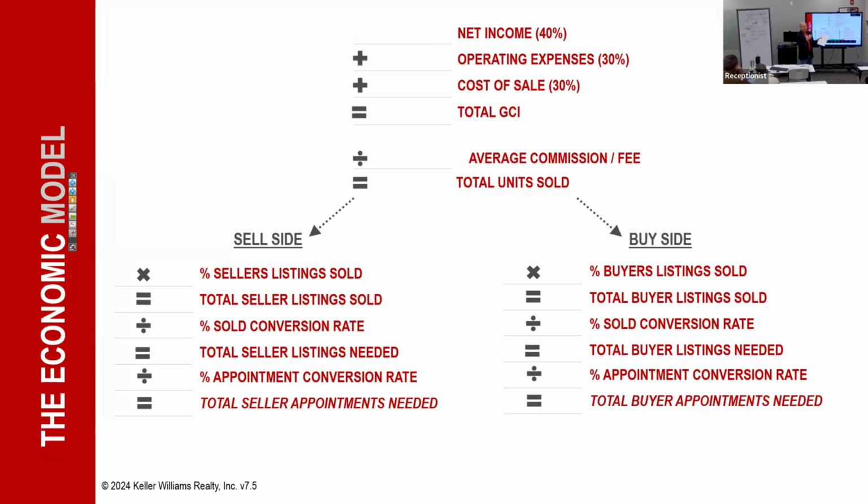So take the worksheet that you have, and if you're online and don't have a worksheet, they were emailed out to you, or you can just write: net income 40%, operating expense 30, cost of sale 30, total GCI, average, and then units sold. Okay. So here's what I want you to do. Whatever your number is that you are going to make in 2025, write that in on the top line. And then you're going to take that number.